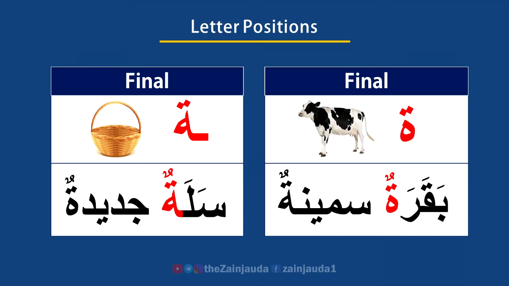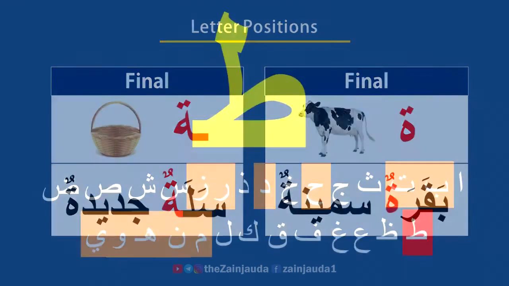Notice the difference in pronunciation. When it comes in isolation, it is baqara and salla. When it is connected to another word, baqaratun samina, sallatun jadida.